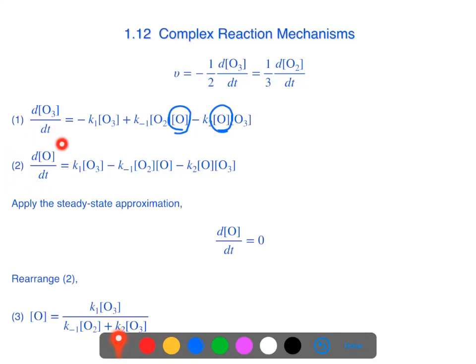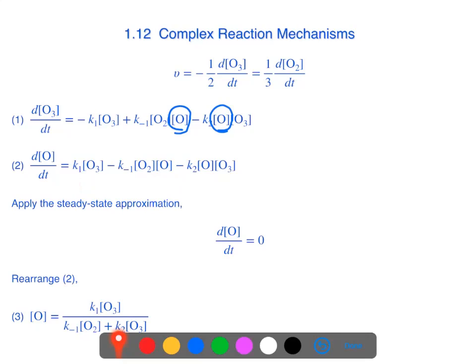We're going to set up solving for the net rate of change of that intermediate species, atomic oxygen, and it too is found in all 3 steps. And so it's formed in the first step, rate constant K1 times concentration of O3, consumed in the second step with a rate constant K-1, concentration of O2 and itself, and is also consumed in the third step with a rate constant K2, dependent upon, of course, its concentration of O3 and itself.